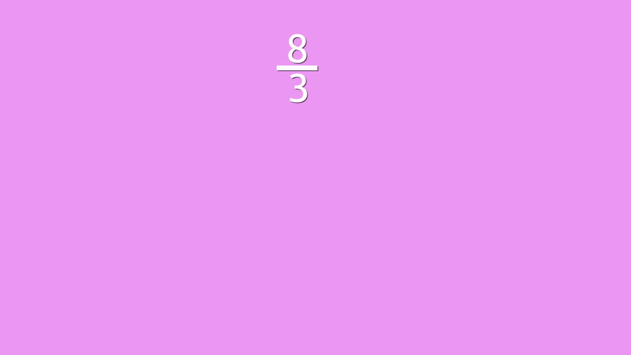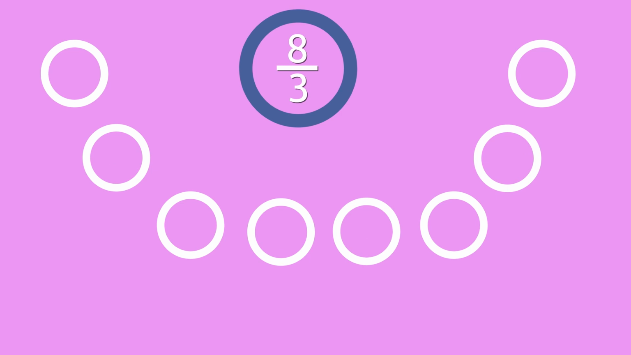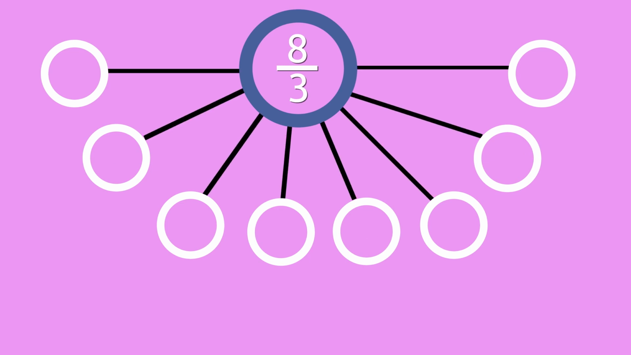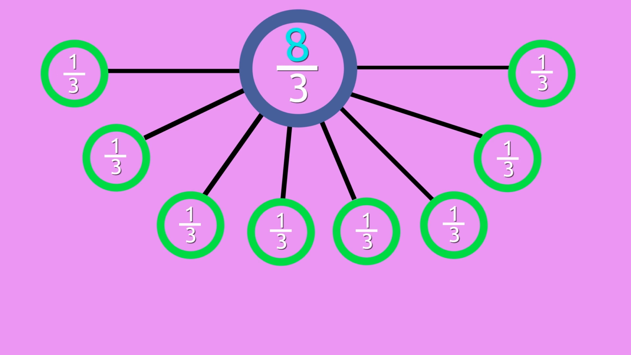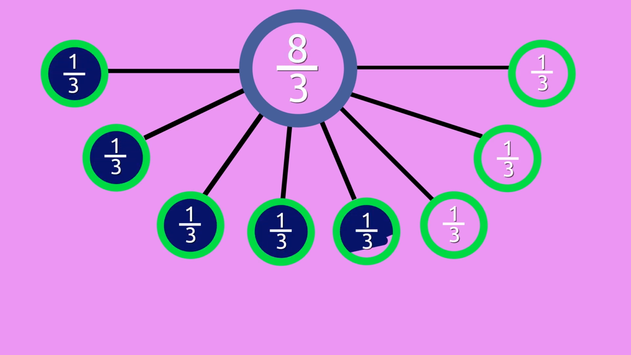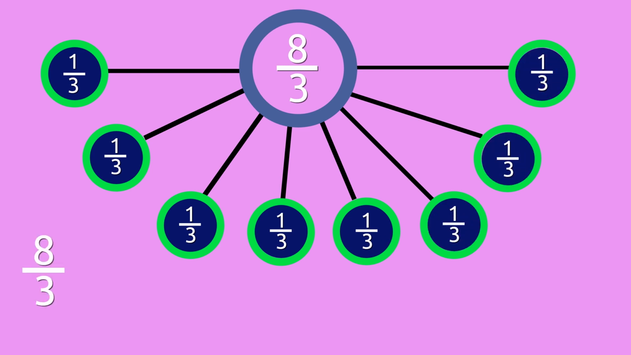Let's use a number bond to expand this fraction and represent the total number of fractional parts we have in 8 thirds. I will place the fraction 8 thirds in the center and decompose this fraction into its fractional parts. We have a total of 8 groups of 1/3. If I were to add up all the thirds together, I would get back our fraction that is in the center, that is 8 thirds.